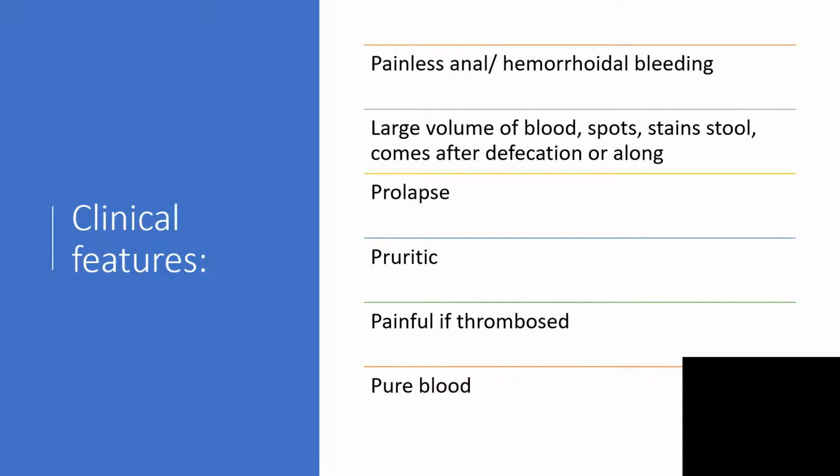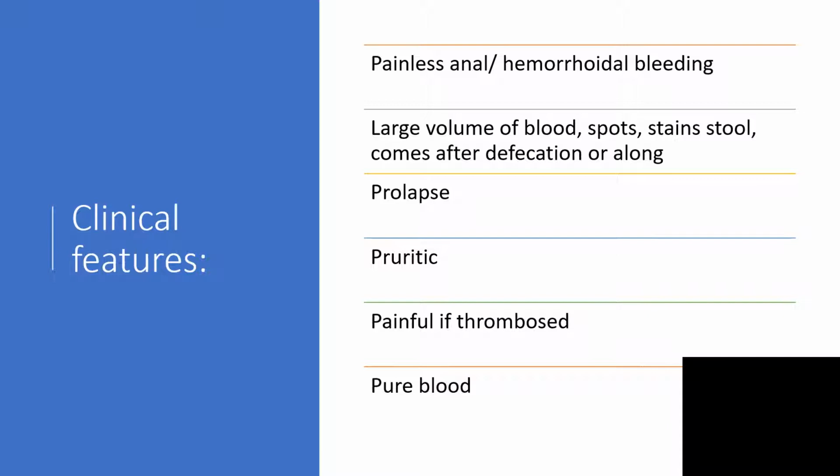What are the clinical features? It is likely going to be painless and it is going to be bleeding. So, painless anal hemorrhoidal bleeding. The bleeding could be a large volume of blood or just spots. It might just be staining the stools and comes after defecation or along with defecation. It may prolapse and you feel the hemorrhoid when you touch your anal canal, it can become pruritic with severe itching, and might become painful if thrombosed.